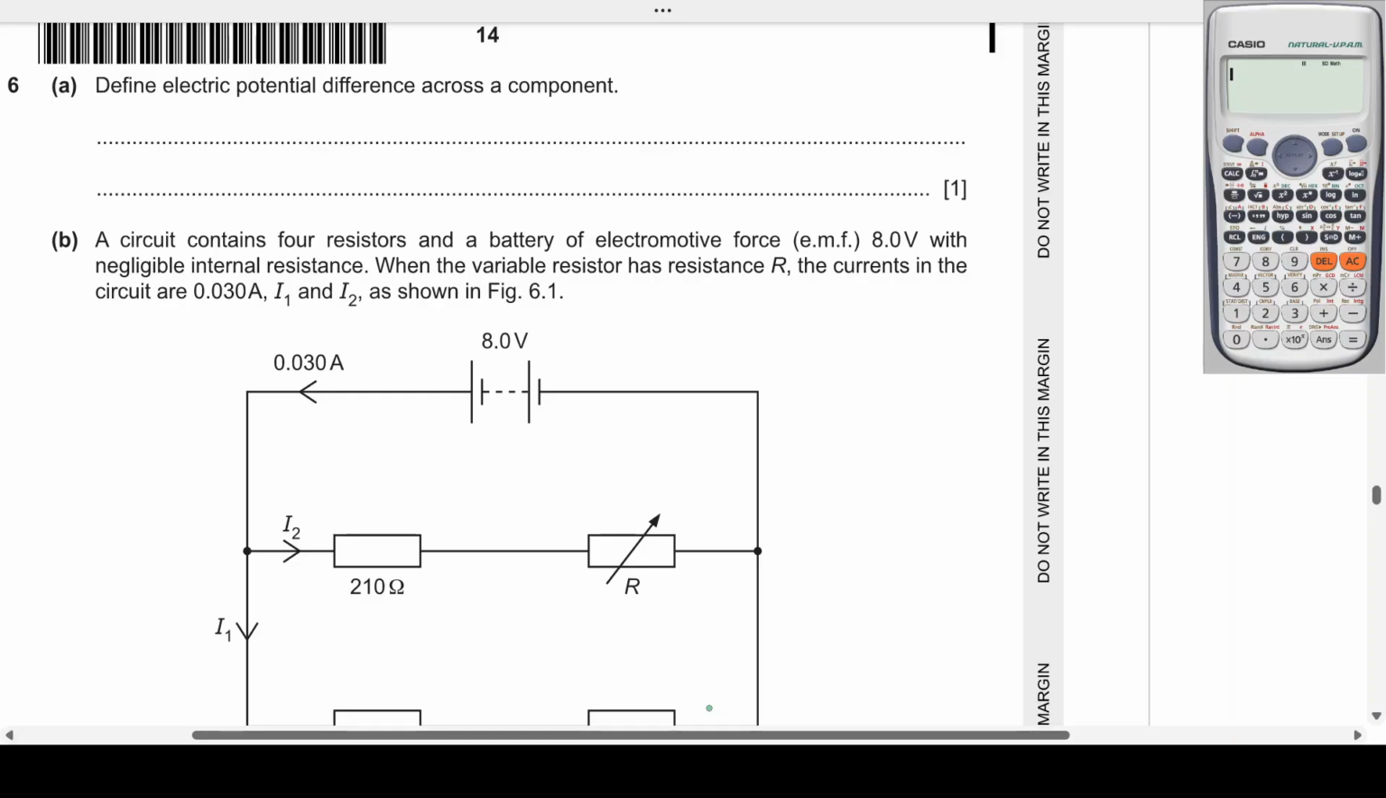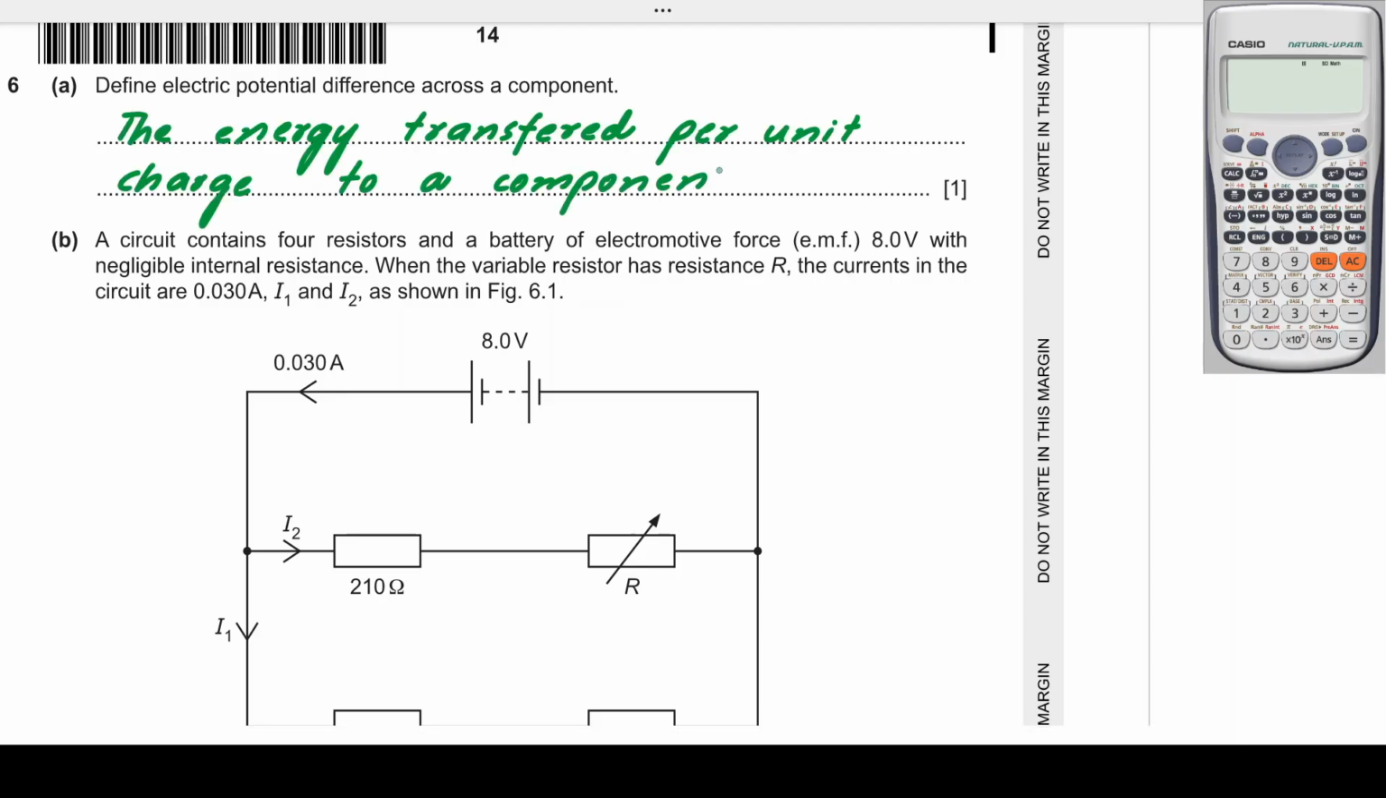हमने सिर्फ उसी को डिफाइन करना है पोटेंशियल डिफरेंस को. So define electric potential difference across a component. It is the work done or the energy transferred to the component per unit charge.